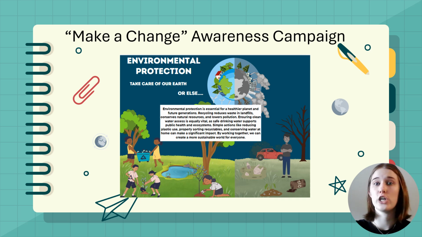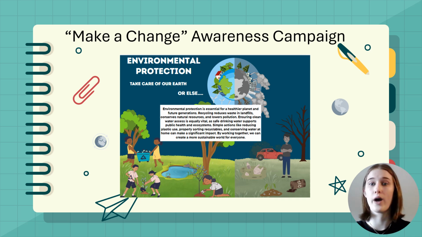This is the Make a Change awareness campaign, where students use Canva to create a persuasive digital poster about a cause they're passionate about, such as anti-bullying, environmental sustainability, or equitable access to education. Through this project, students build skills in persuasive writing, digital design, and media literacy. The purpose is to empower students to become advocates for change, using technology to share meaningful messages and raise awareness with a wider audience. My example focused on environmental protection.